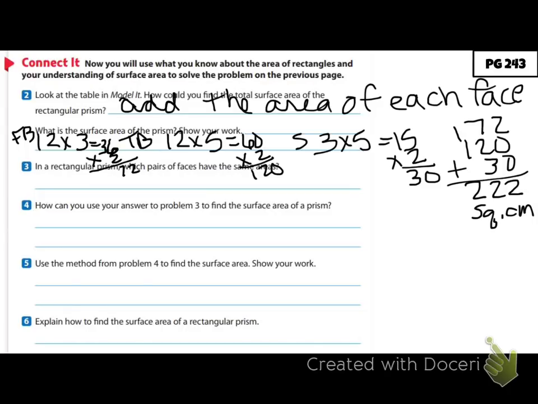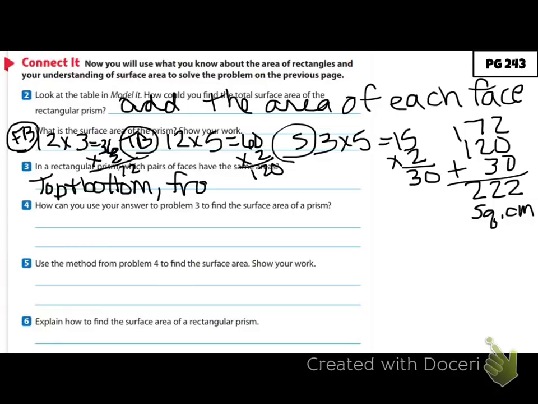So number 3 says, in a rectangular prism, which pairs of faces have the same areas? Well, we kind of already mentioned that with this. So we can say top and bottom, we can say front and back, and the 2 sides.